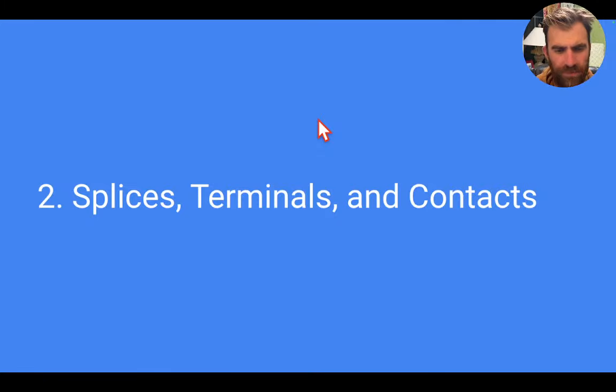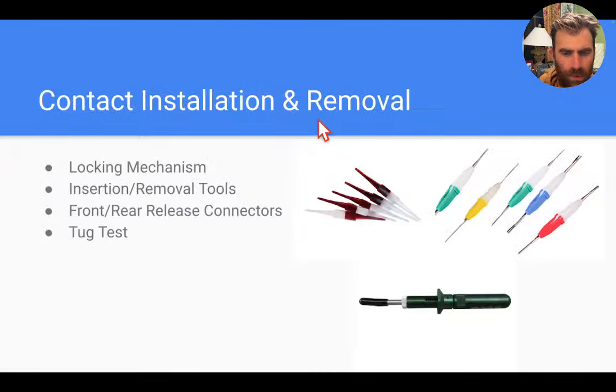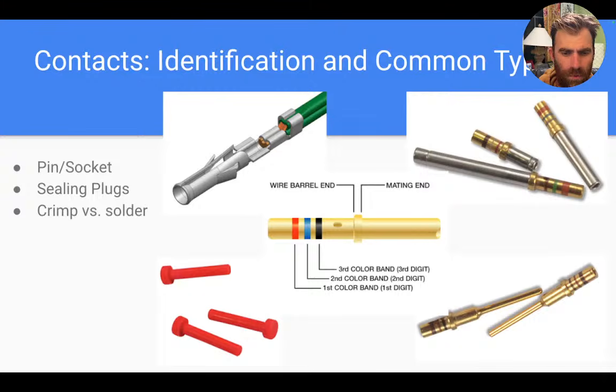Okay, so next section here, splices, terminals, and contacts. First, I wanted to talk about contacts and how they're identified and some common types. The two different types of contacts you're going to see are pin or socket. The pins are these guys down here. Pin, you could think of as the male side. Socket you could think of as the female side. So these are going to be sockets.